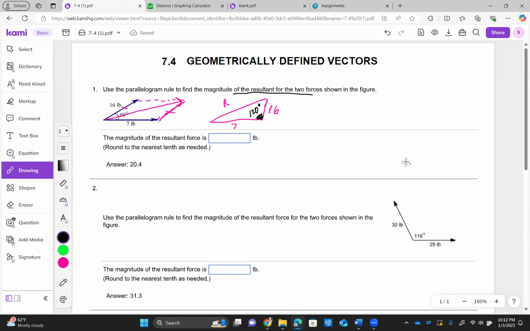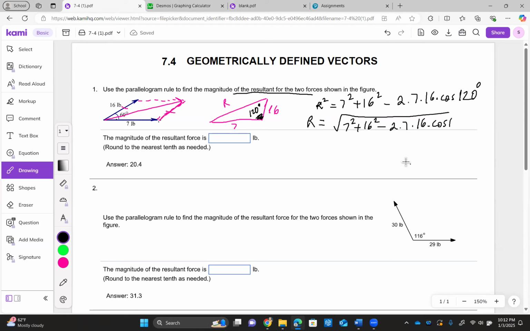So we're going to apply the law of cosines here, which will be r squared is equal to 7 squared plus 16 squared minus 2 times 7 times 16 times cosine of 120 degrees. Remember, cosine 120 is a negative number, which will just change this whole part to a plus also. So when you enter this expression into the calculator, 7 squared plus 16 squared minus 2 times 7 times 16 times cosine of 120 degrees, just make sure that your calculator is in degrees mode. The calculator will give you the answer as 20.4 for number 1 if you get the same numbers as me.